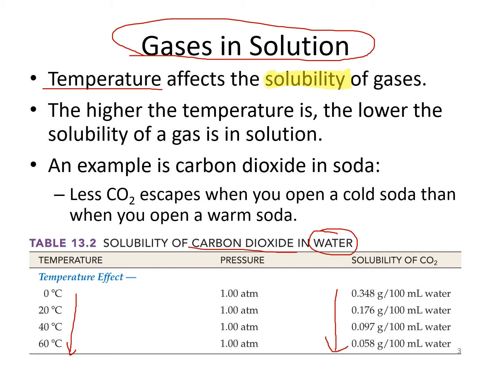So think about how you store soda. When you buy soda from the store, you put it in the refrigerator. You don't put it in the oven, right? So the colder you keep this solution, the colder you keep your soda, the colder you keep your beer or whatever your gas dissolved in a liquid solution is, the more gas stays dissolved. So the colder it is, the more the gas stays dissolved. That's why if you just have a soda that's open at room temperature, it'll go flat faster than a soda that is cold and open.